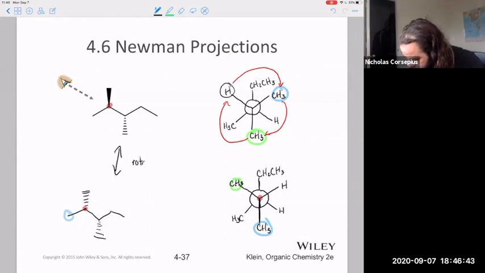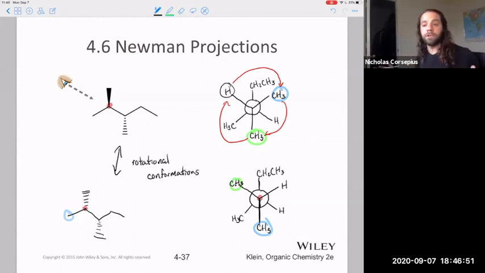Again, these are two different rotational conformations, and we have two different representations of these different rotational conformations. We have our bond line structures, as well as these new things, these Newman projections, which again, hopefully you can see why they're really good at displaying these rotational conformations. All right, and now we're going to take these Newman structures and start using them, but make sure we can draw them first.